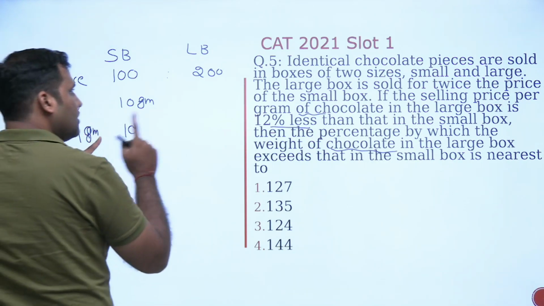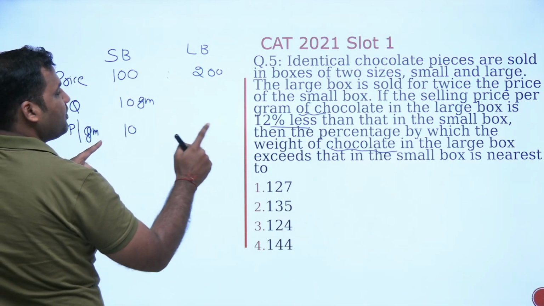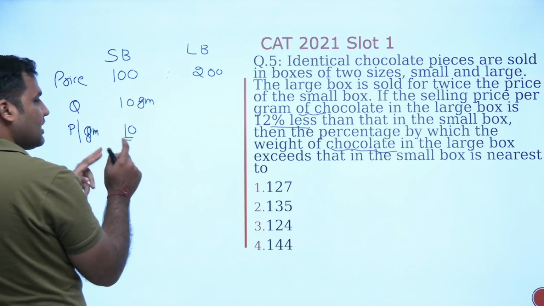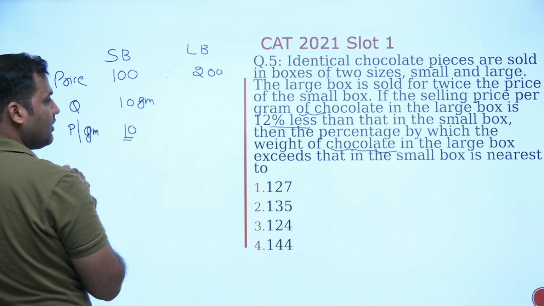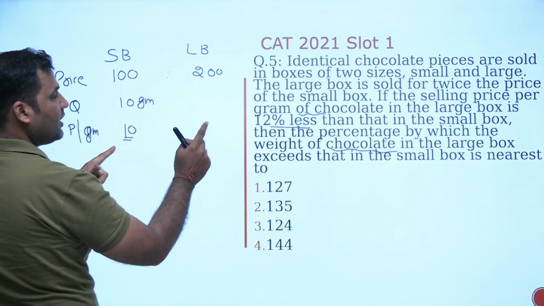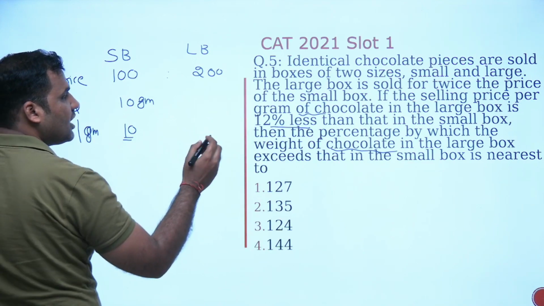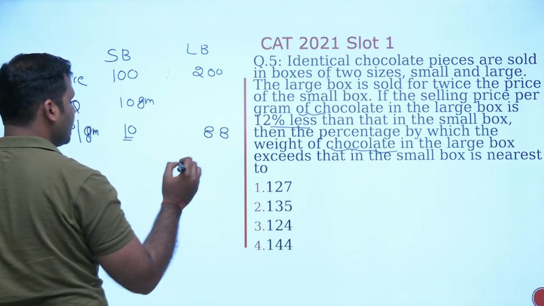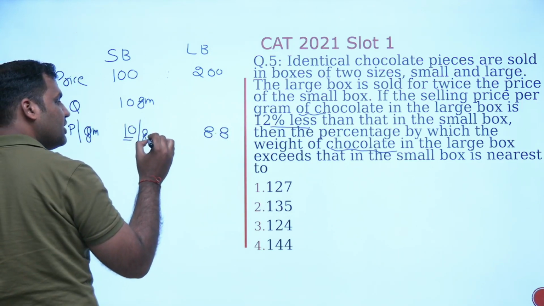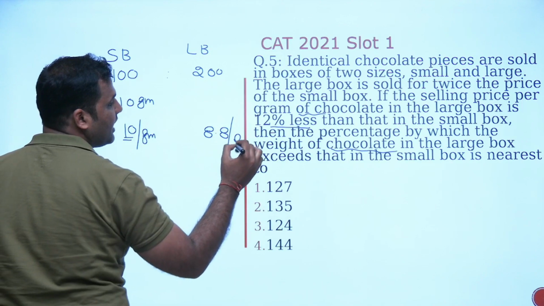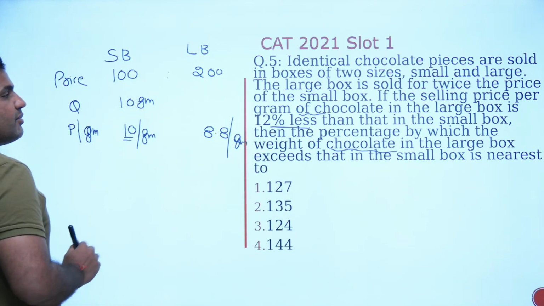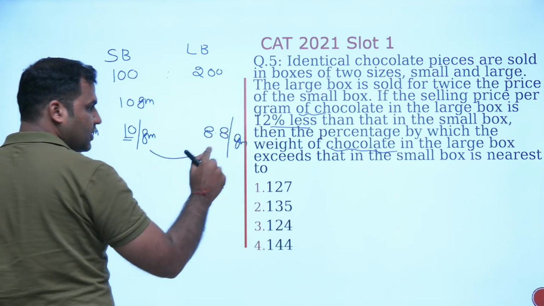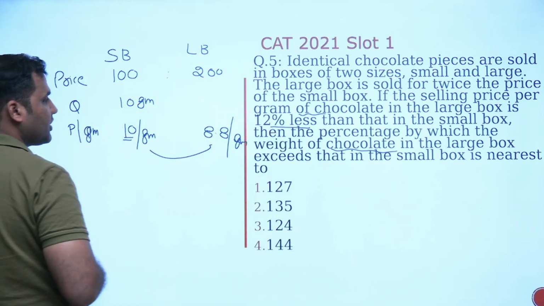Now with respect to this, the price per gram of the large box is 12% less. That means here 1 gram is costing me 10 rupees. Then here it will be costing me 12% less. That means it will now be costing me 8.8 per gram, right? So this was a 10 rupees per gram price and this is 8.8 rupees per gram. Now why is it so? Because it is 12% less as per the statement of the question.